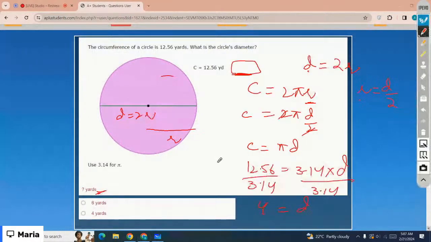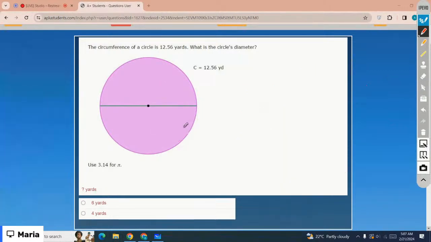The basic thing you need to keep in your mind is C equals pi d. When you have your working in terms of diameter, that is C equals pi d. And when you're working in terms of radius, that is 2 pi r. Got it? These are the two important things you have to keep in your mind. So the correct option is 4 yards.